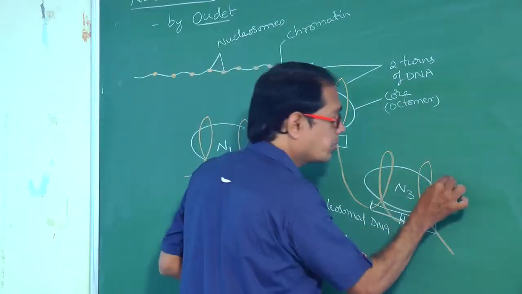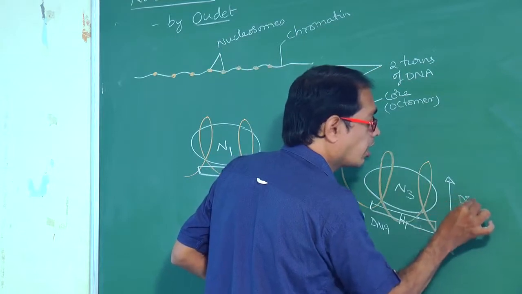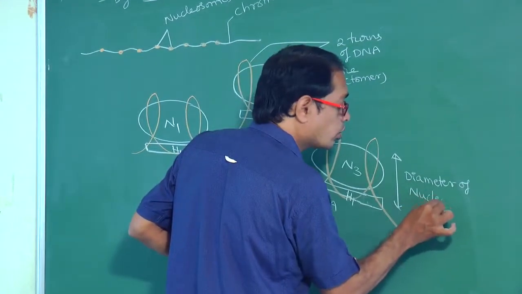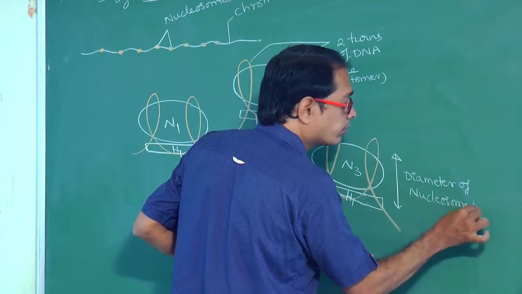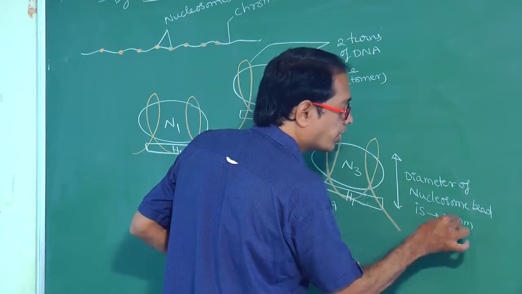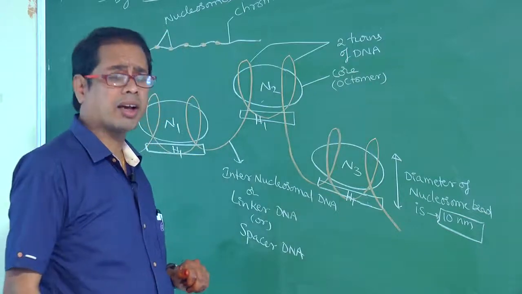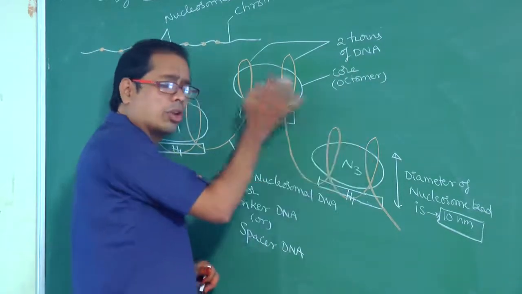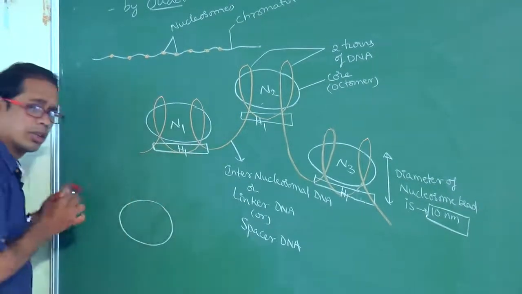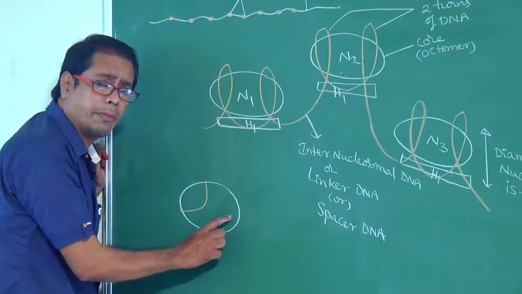This is the diameter of nucleosome bead. Diameter of nucleosome bead is 10 nanometers. What is the diameter of nucleosome bead? This is called bead of nucleosome. Right here, this is the core. This is the core, no? This core, right. Look at here. This is nucleosome bead.